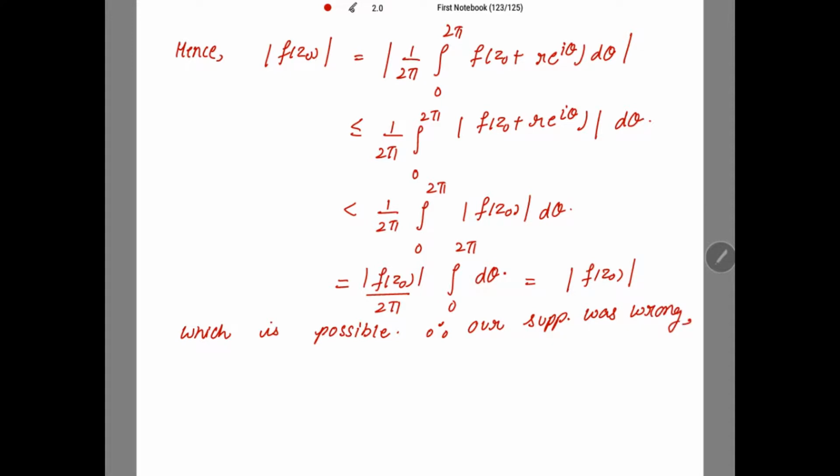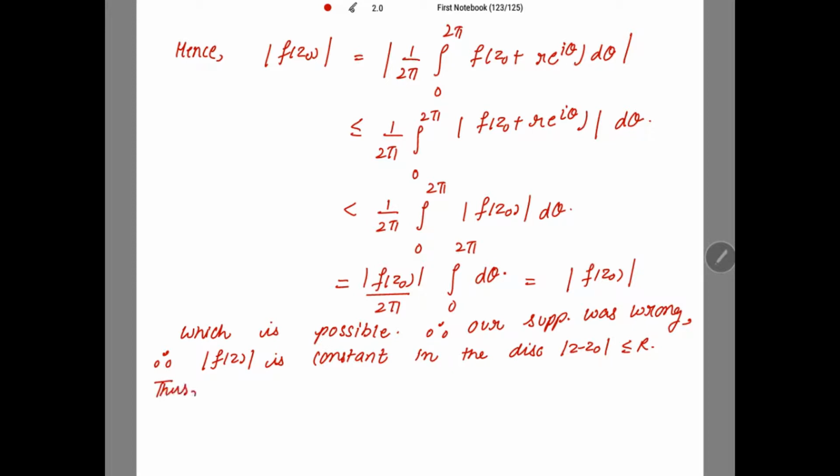What we supposed, that mod of f(z) is not constant, that supposition was wrong. So now we say that, therefore, mod of f(z) is constant in the disk |z - z0| ≤ r. We need to prove that this function is constant in the whole domain. That will be stated by the identity theorem.